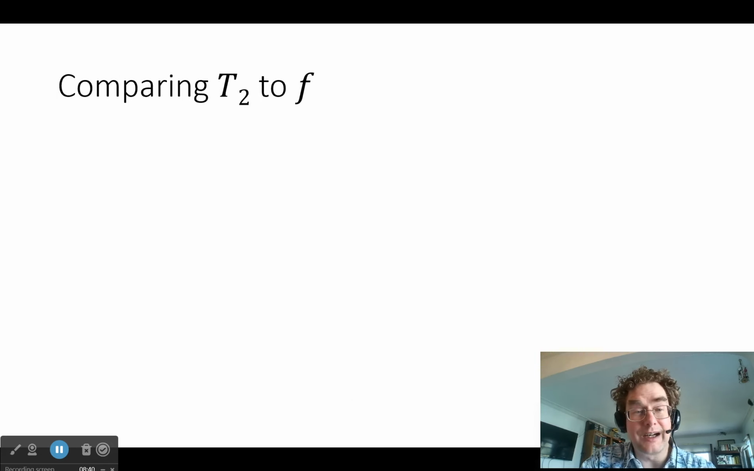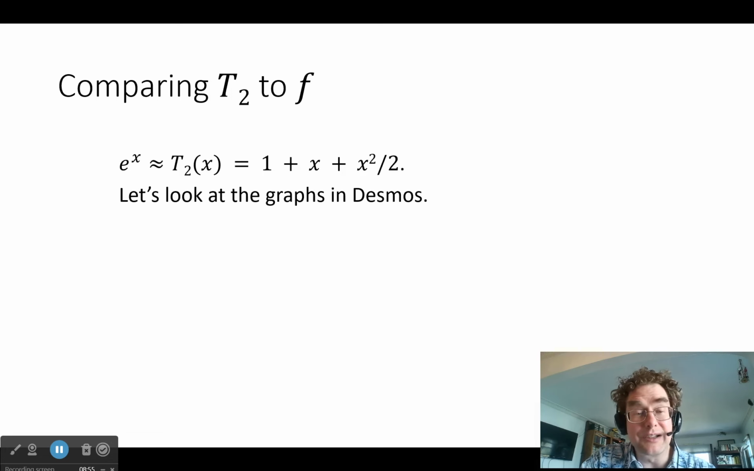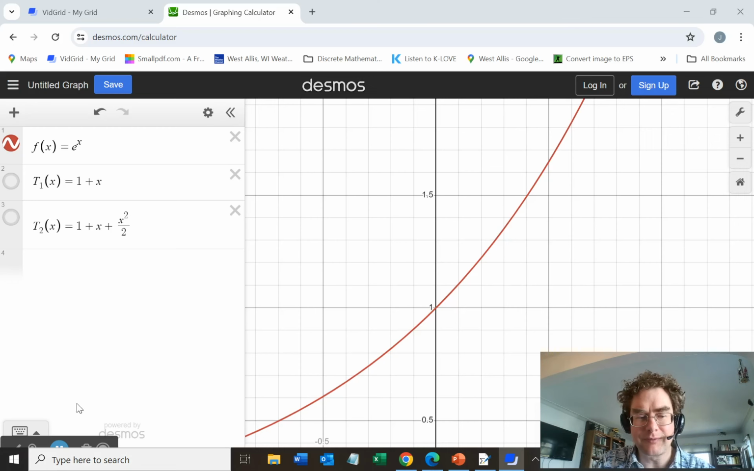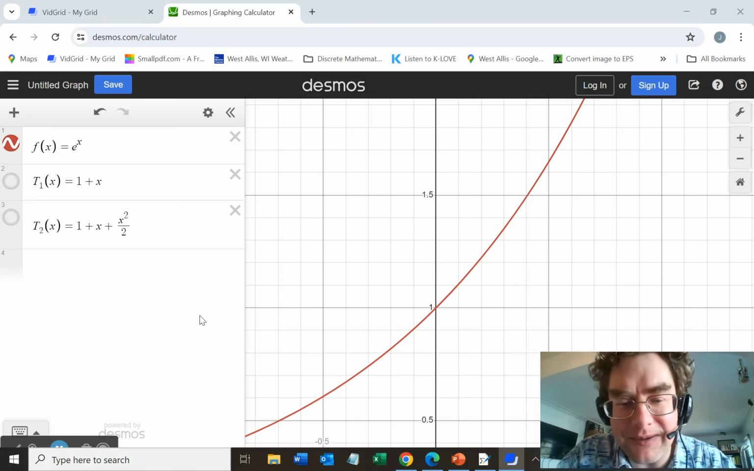Okay, so let's compare. Let's see how the degree 2 Taylor polynomial compares to the graph of our exponential function. There it is again. e to the x should be approximately equal to T sub 2 of x. What we can do is take a look at Desmos and see how they compare graphically, and then we'll do it with table form as well. Let me get that set up. Be right back.